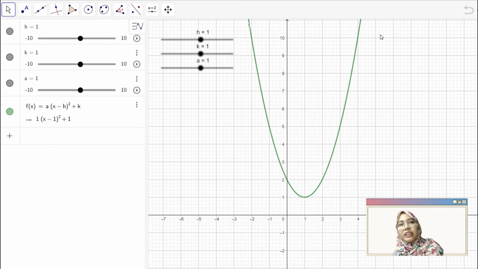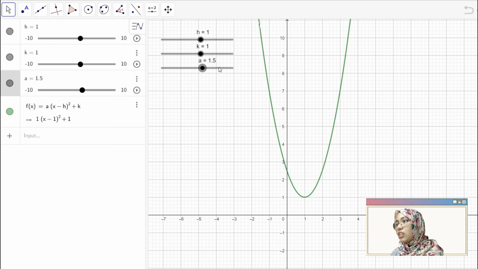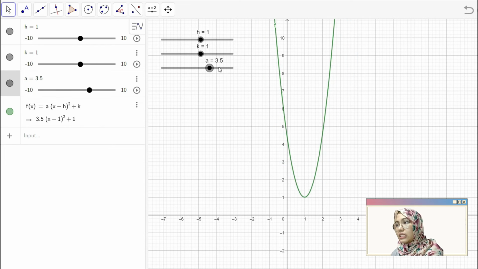Finally, we will observe the effects of changes in the a, h, and k values of a quadratic function in vertex form that can affect the shape and position of the graph. So here, as we can see, a is more than 0, so that means that a is positive, and the graph, as we see here, is in the shape of a U. So what happens when we increase the value of a? When we increase the value of a, the width of the graph decreases.